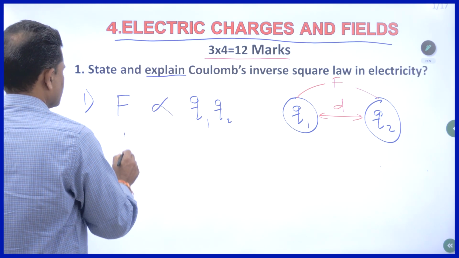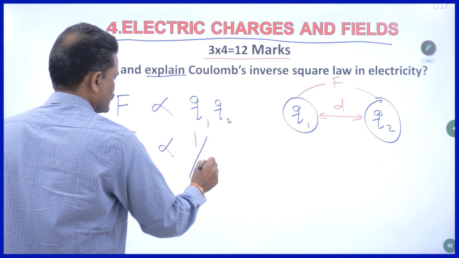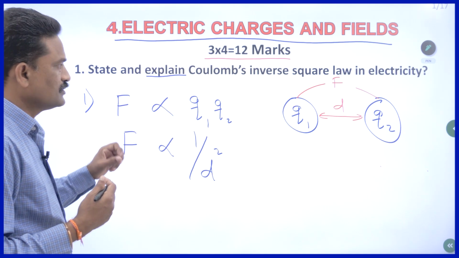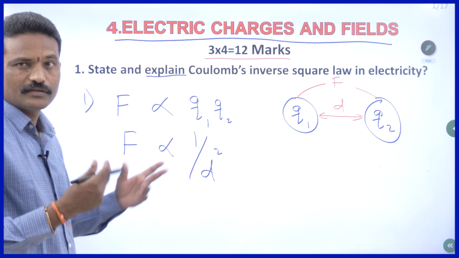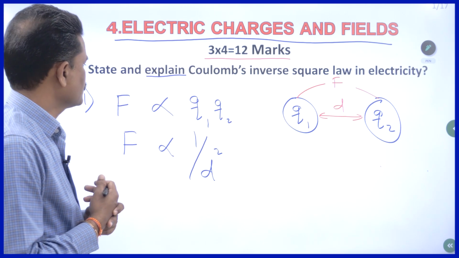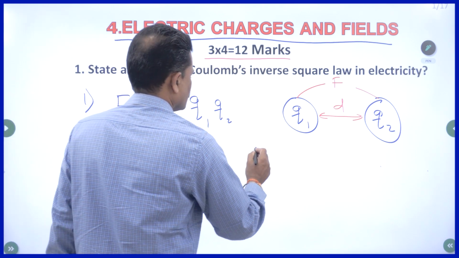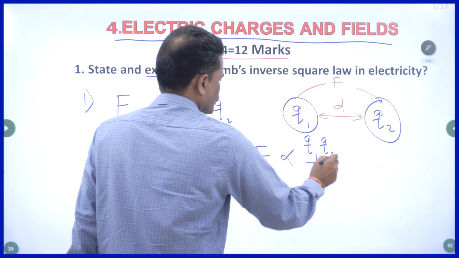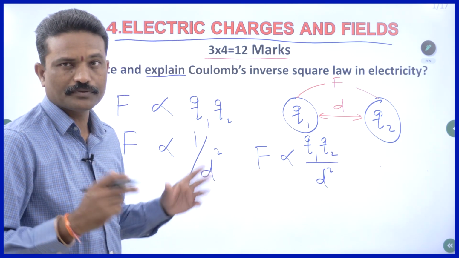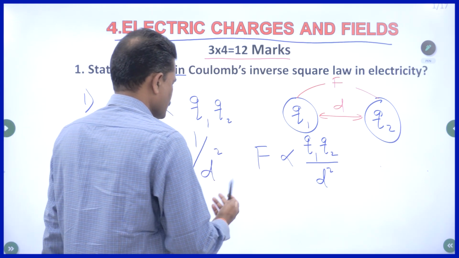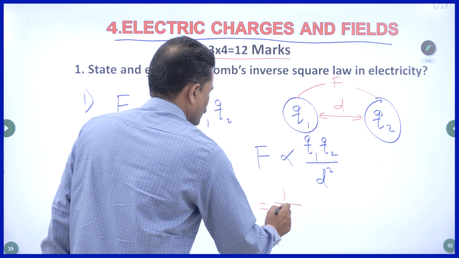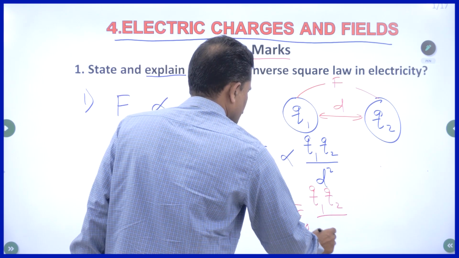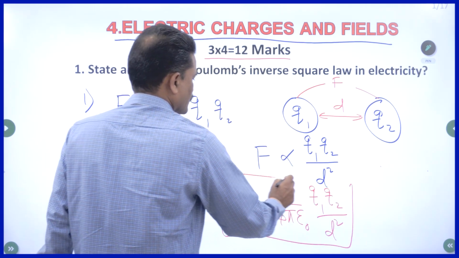Next, F is inversely proportional to the square of distance of separation. So F is proportional to 1 by d square. If you write these two as a statement, you will be getting around 2 marks. Is this clear? Right. Now, if I combine these two, then F is proportional to Q1 Q2 by d square. Whenever there is a proportionality relationship, we will put a constant, that you will be knowing. So that constant we write in this case as 1 by 4 pi epsilon naught, Q1 Q2 by d square. That's it. If you write this much, you will be getting 4 marks.